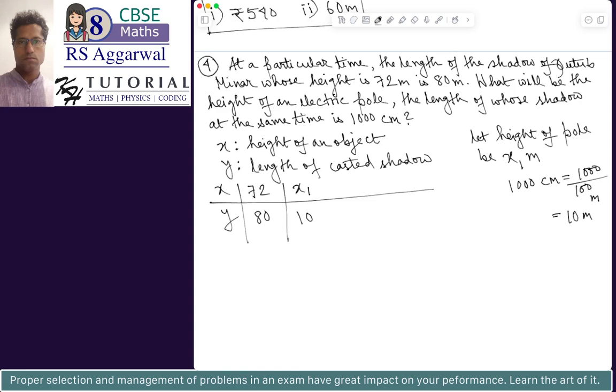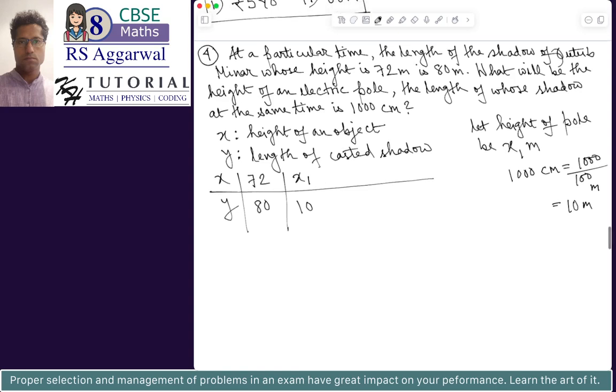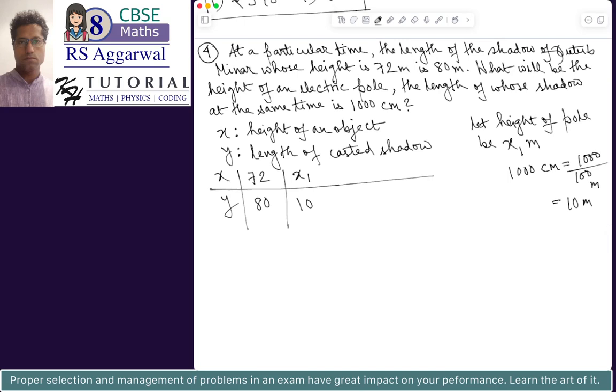If you change the time, that constant, the ratio x by y, will change. Now from the concept of two quantities in direct variation, we are considering the ratio x by y. You can also consider the ratio y by x, it will not matter. So we must have 72 by 80 is equal to x1 by 10. This implies x1 is equal to, from cross multiplication, 72 multiplied by 10 divided by 80. So this is equal to 7.2 meter.